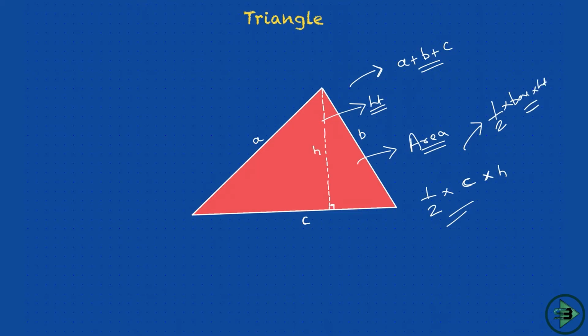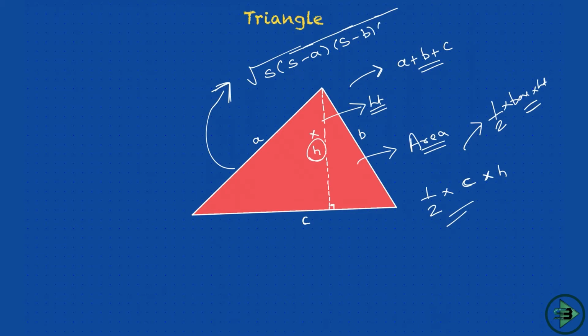Second, I am asking you, okay, I don't know the height. The height is not given to me in the problem. So I don't know this perpendicular distance. Still, can you find out the area of this triangle? Yes, by Heron's formula. What is that? Area of a triangle is equal to the square root of S into S minus A into S minus B into S minus C. Correct? This is what we know.